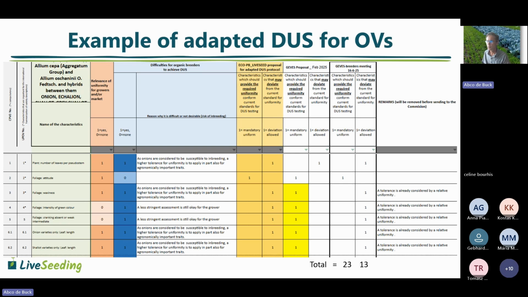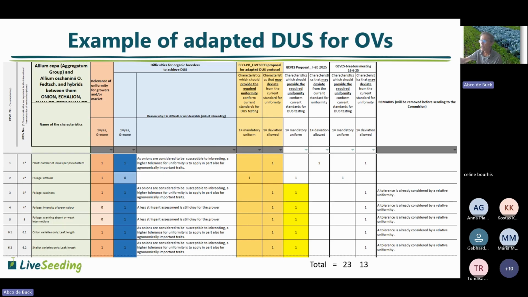In the blue columns, we see if it is difficult for the organic breeder to achieve DUS, to achieve uniformity. We see for a lot of characteristics it is. However, for the foliage attitude, the second one, I hope you can read it, it is important for the grower and it is not difficult to achieve. So the result from the EcoPB proposal in the orange columns is okay, leave that mandatory uniform, no problem.